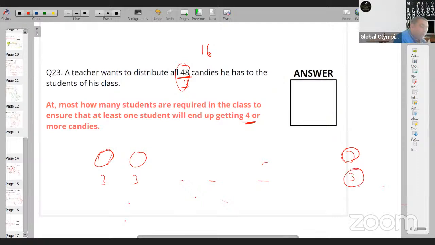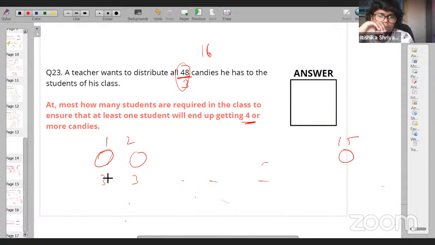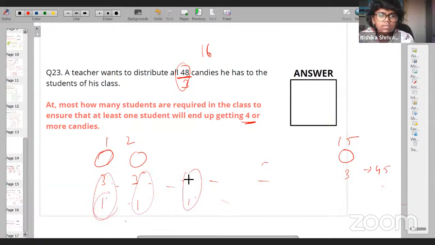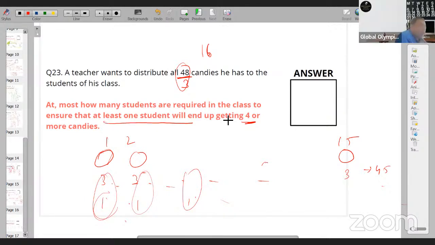So if you have one lesser person, let's say only 15 people, and you apply the same strategy, you start giving 3, you will end up getting 45. Then there will be 3 people who, even if you give one, will get four chocolates. Understood? So it is saying that at least one student will end up getting 4 or more candies.